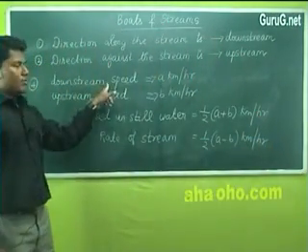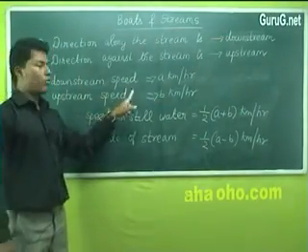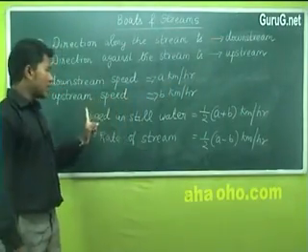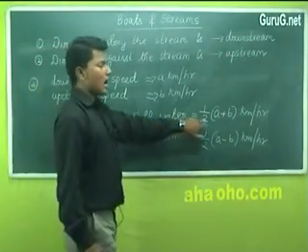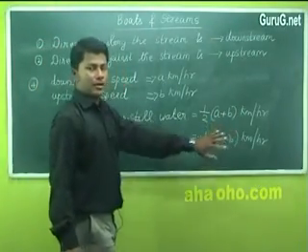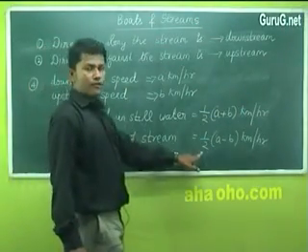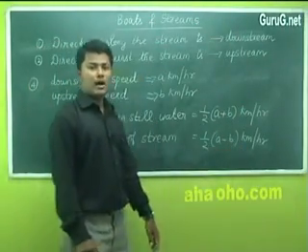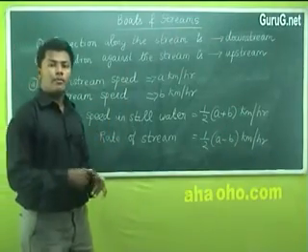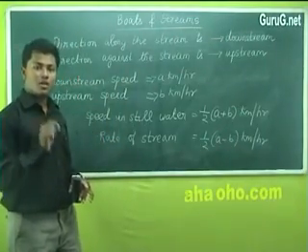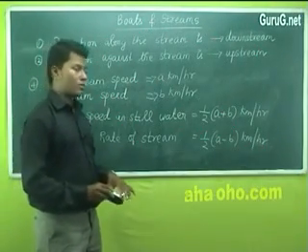The downstream speed of the object is given as a kilometer per hour. Upstream speed of the boat is given as b kilometer per hour. In that case, the speed of the boat in still water is given by the formula half into a plus b kilometer per hour. The rate of the stream, that is the speed of the flowing water, will be half into a minus b kilometer per hour. With this knowledge of two formulas and the technical terms, we can approach and solve any problems based upon boats and streams. We'll see some example problems.